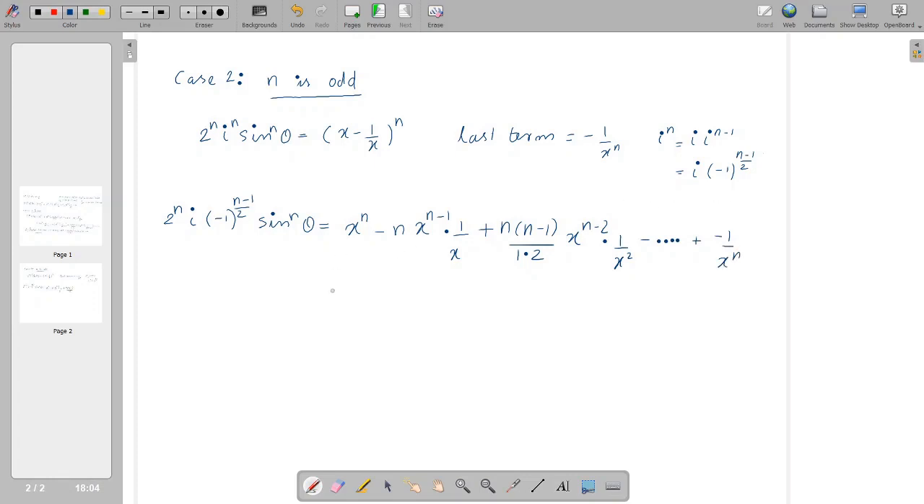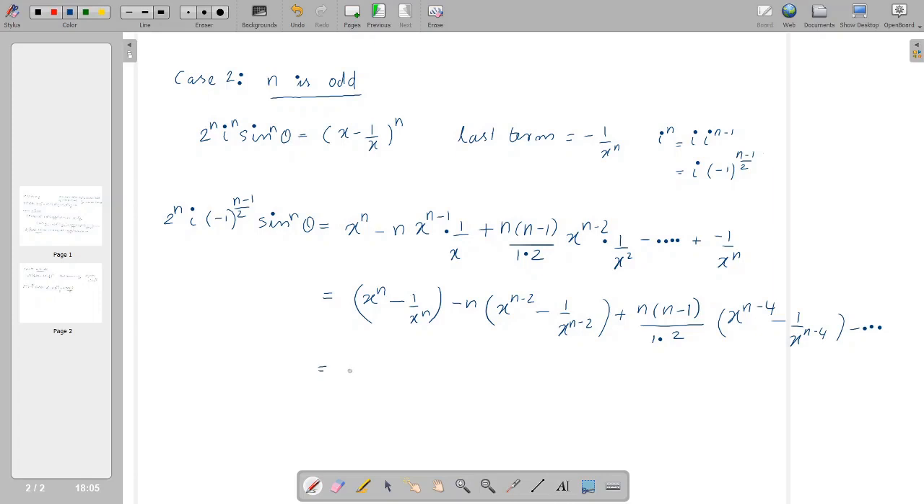Now we group the first and last term, then you will get x raised to n minus 1 by x raised to n. Then, if you take minus n out, the second term and second last term can be grouped. That will give x raised to n minus 2 minus 1 by x raised to n minus 2, plus n times n minus 1 by 1 times 2 into the bracket x raised to n minus 4 minus 1 by x raised to n minus 4, and minus etc.